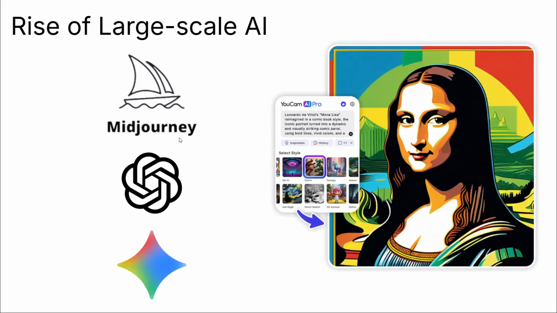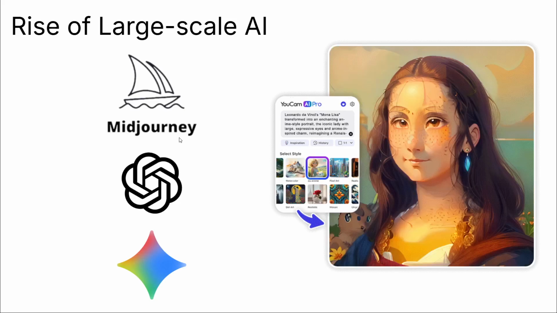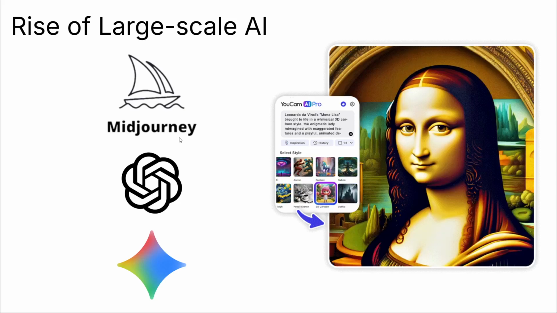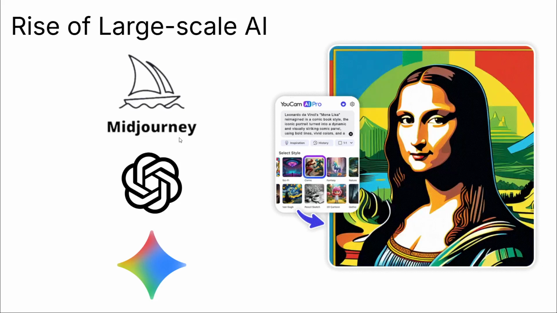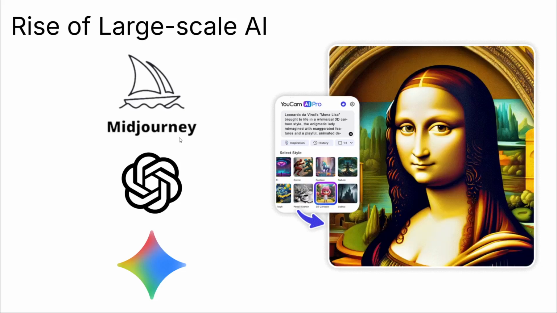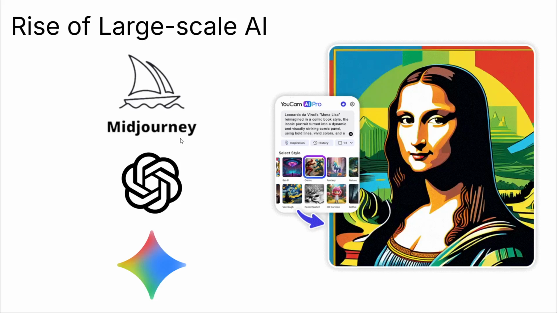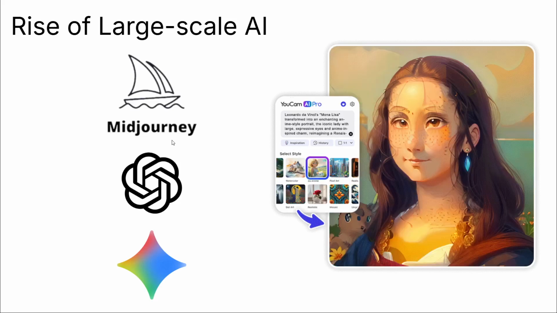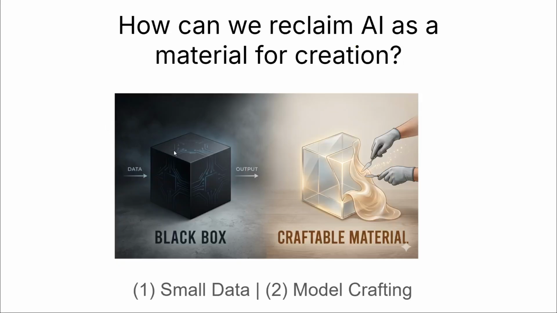With the rise of large-scale AI, for example, with systems like Midjourney or DALL-E and others, artists have been forced to work through textual prompting that forces them to articulate what is often tacitly understood by these artists. So I want to ask in my research, how can we reclaim AI as a material for creation? How can we turn AI models from black boxes into craftable materials, akin to physical craft?